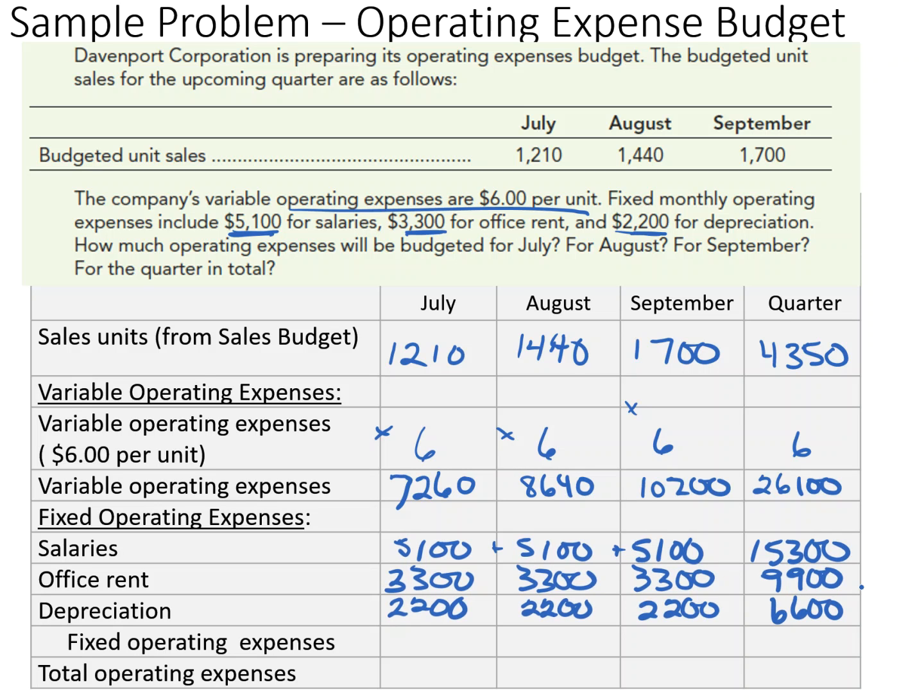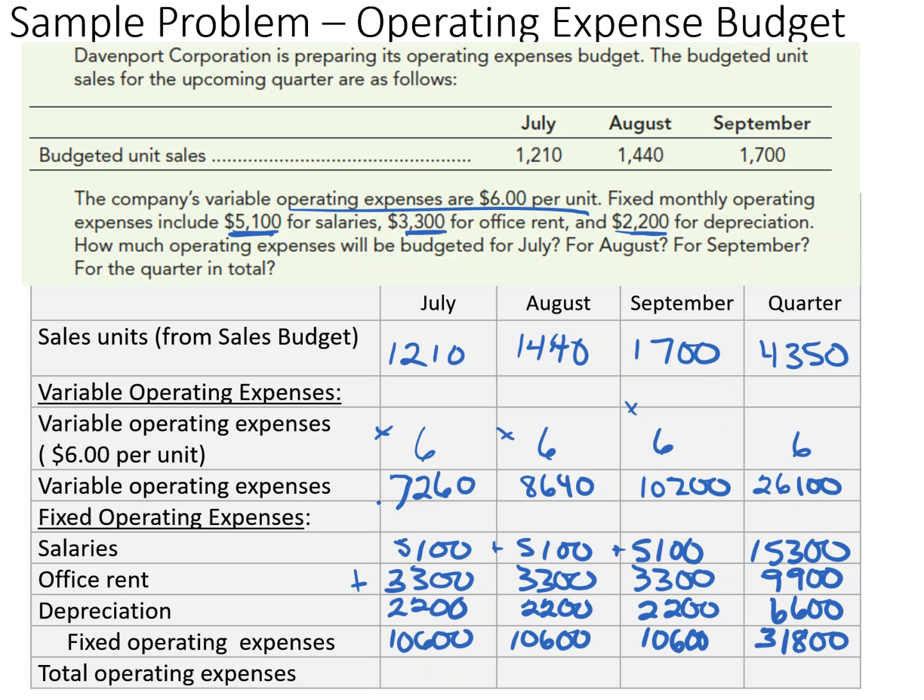Okay, so now what I want to do is add up my fixed expenses. If I add $5,100 plus $3,300 plus $2,200, that's $10,600 for each and every month. My fixed expenses are $10,600, or $31,800 for the quarter.